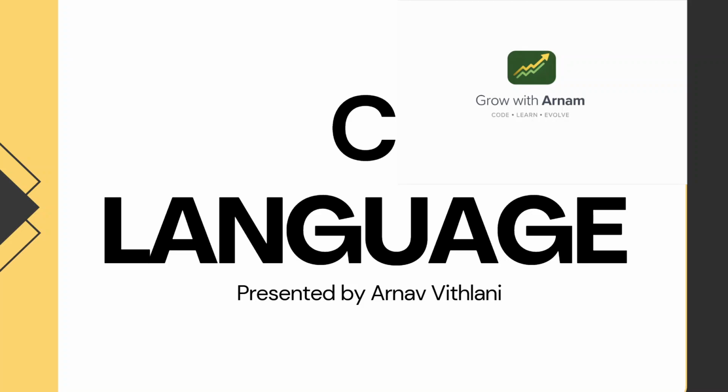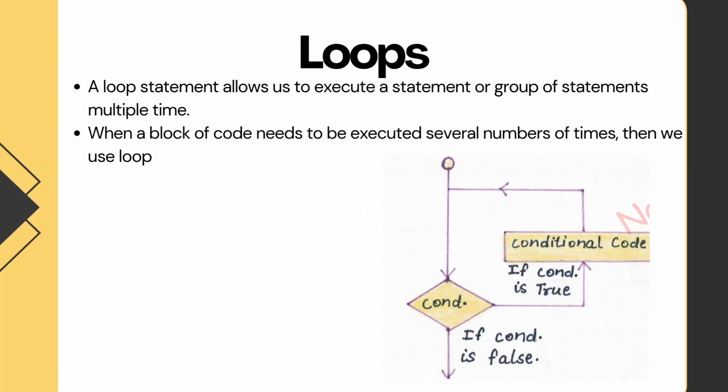And today we are going to do loops. There are three types of loops: while loop, for loop, and do while loop. Today we are going to cover the while loop. A loop statement allows us to execute a statement or group of statements multiple times. When a block of code needs to be executed several number of times, then we use a loop.